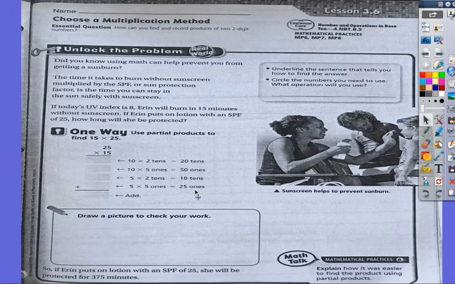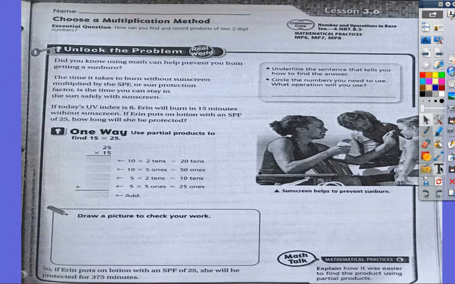So I'm going to come over here where it says unlock the problem. Did you know using math can help prevent you from getting a sunburn? The time it takes to burn without sunscreen multiplied by the SPF, or sun protection factor, is the time you can stay in the sun safely with sunscreen. So if today's UV index is 8, Erin will burn in 15 minutes without sunscreen. If Erin puts on lotion with an SPF of 25, how long will it take to be protected?